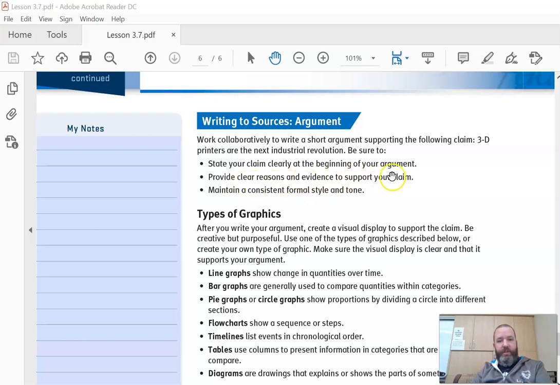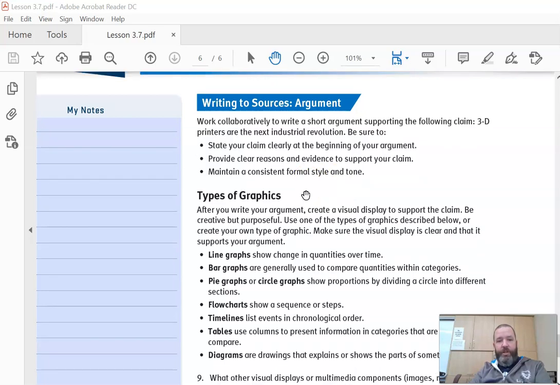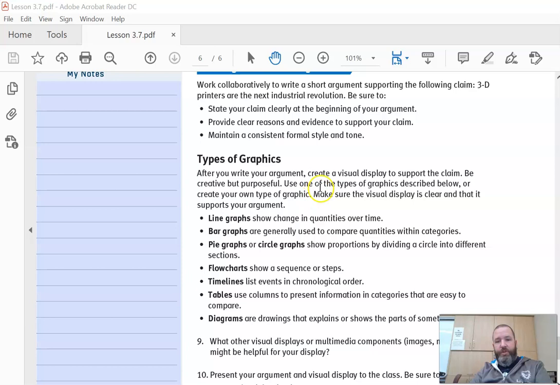Provide clear reasons and evidence to support your claim. You're going to get that information from the article we read. Maintain a consistent formal style and tone. So we talked about that in a previous lesson. Staying consistent, professional, formal. And then you're going to create your own visual display to support your claim. Okay, this could be something you Google, you find, or you can create and make up using information that you took from that text. So anything that you thought could be turned into a visual, now you're going to.